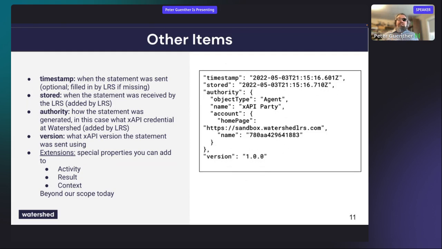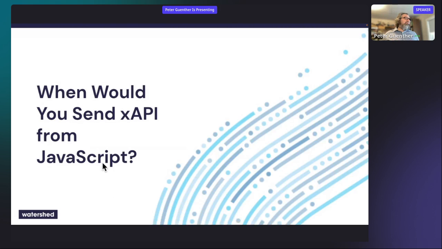If you're watching a video, there might be some very specific information you want to store. What volume? Did they maximize it? How much of it did they watch? Did they pause it at a point? Did they skip a point? All that stuff can get stored with extensions. We're not going to get to it today.